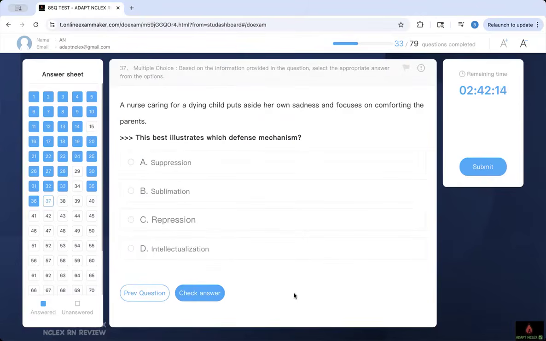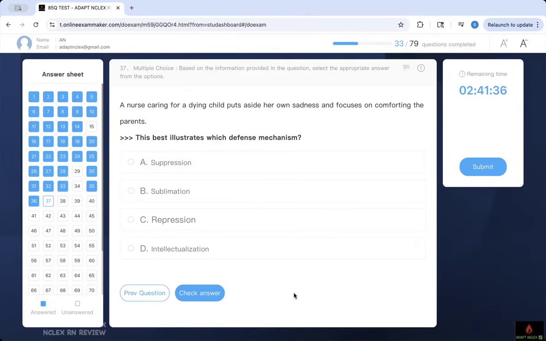A nurse caring for a dying child puts aside her own sadness and focuses on comforting the parent. This best illustrates which defense mechanism? Think about it. What is the nurse doing? The nurse is caring for a dying child. The child is dying, but she puts aside her own sadness and tries to comfort the parent. Is this suppression? Is this sublimation? Is it repression? Intellectualization? What do you think?